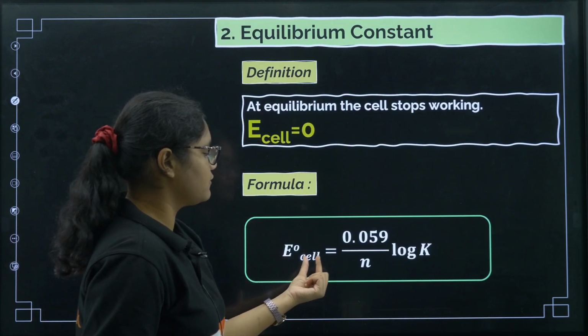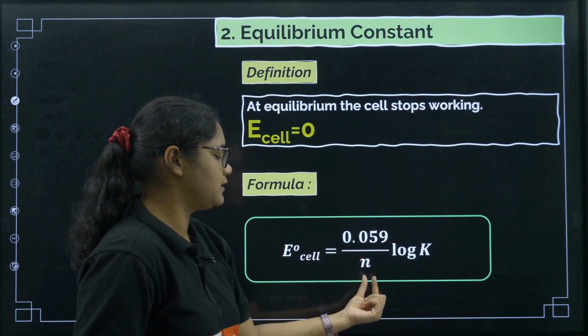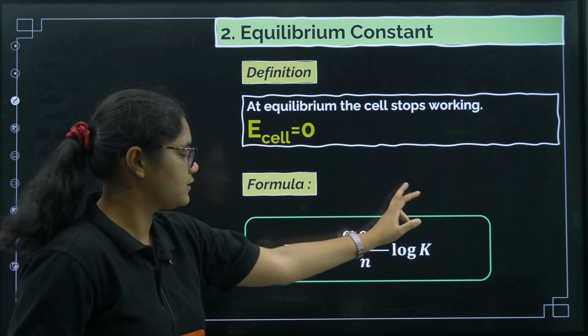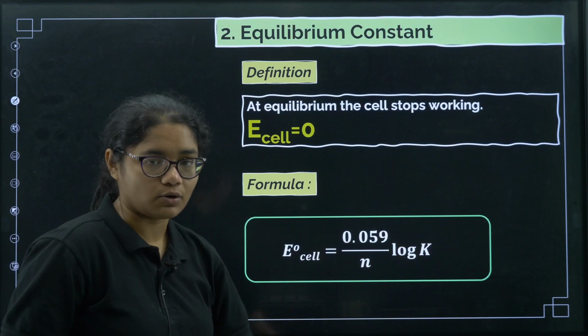So you can see E naught of the cell is equal to 0.059 by n log K. That ratio has now become an equilibrium constant.